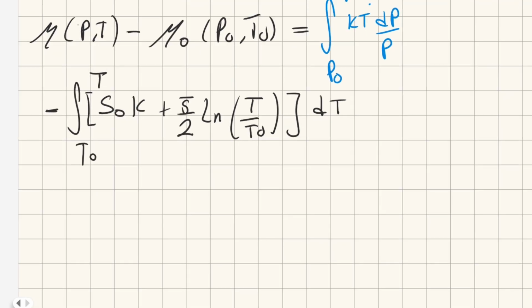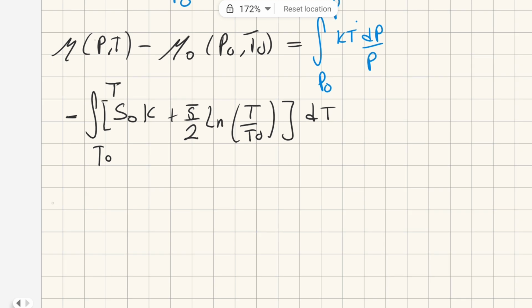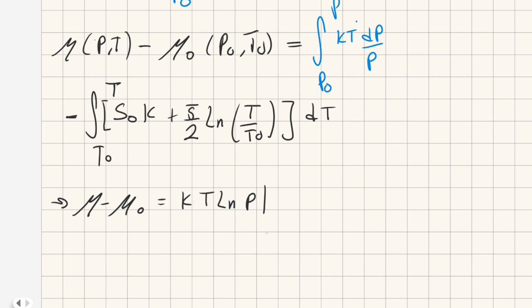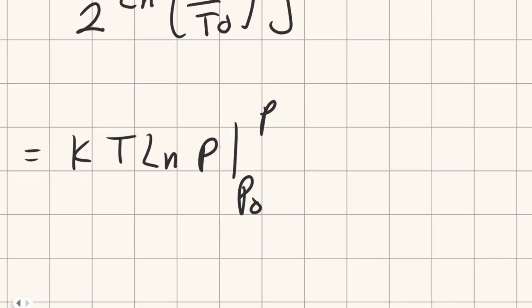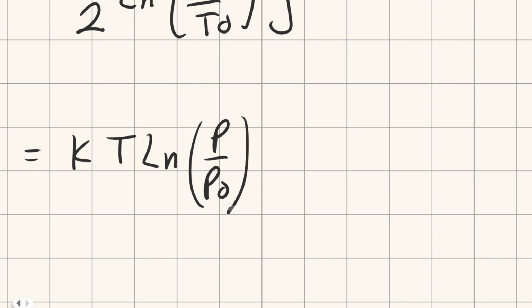Perfect. Okay, so if we keep going, we are going to get that mu minus mu0 is equal to kt, then the natural log of p evaluated from p0 to p. And this is very easy to see because, of course, this is just going to be p divided by p0, right?